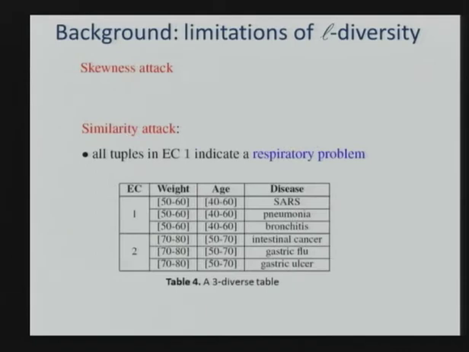L-diversity also suffers from the similarity attack. Here in equivalence class 1, there are 3 different sensitive values. However, each sensitive value is just a case of respiratory problem. Therefore, we can still know that a person in equivalence class 1 suffers from a respiratory problem.